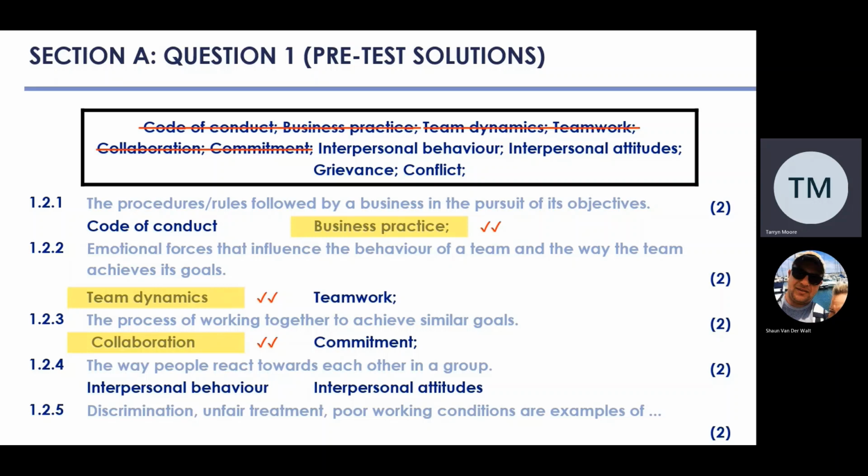It's the individual. The way people react towards each other in a group. Our answer would be interpersonal behavior. The behavior of an individual. As you are coming towards a group, it's about that interpersonal relationship or communication between the people. That's going to determine your behavior.